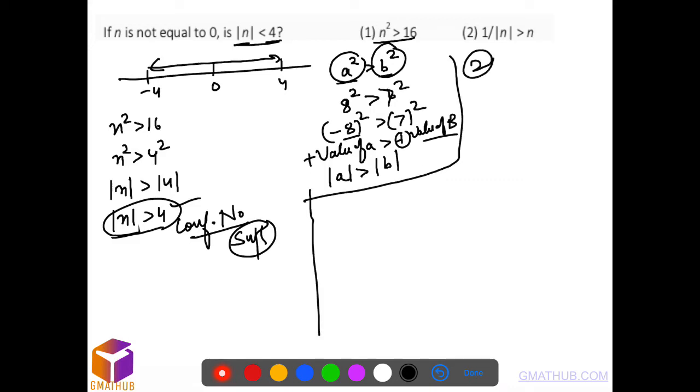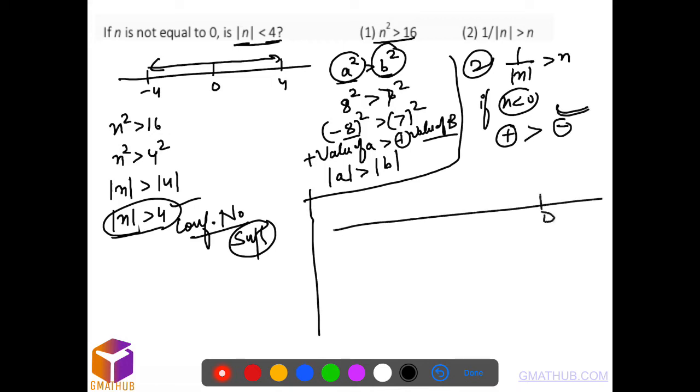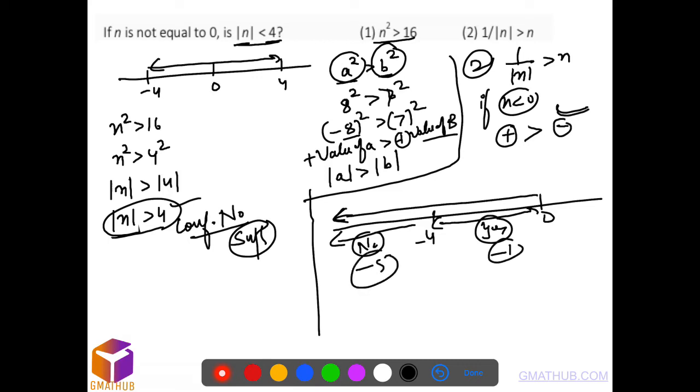Second statement says 1 by mod of n greater than n. Now if n is negative, left hand side would be positive, right hand side would be negative. So this will definitely be satisfied. So that means every negative value of n would satisfy it. Now again, it could be within this window, a yes answer. It could be outside this window, a no answer. I mean, it could be minus 1 also, it could be minus 5 also. So this is not sufficient. A is your answer.